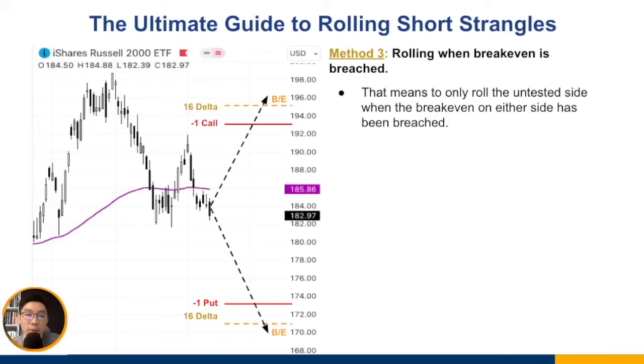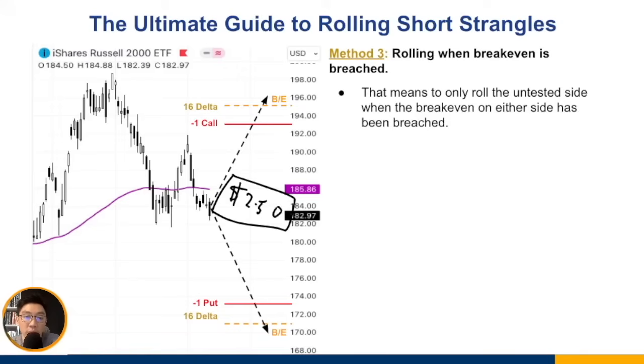So let's say, for example, you receive a credit of $2.50 for this strangle, right? So what you want to do is, for the call side, just add this credit to your short strike. So if your short strike is at, let's say, 193, then you add on $2.50, then that's where your break even is, right? Your break even is going to be at 195.5, and on the put side, you just subtract it, right?